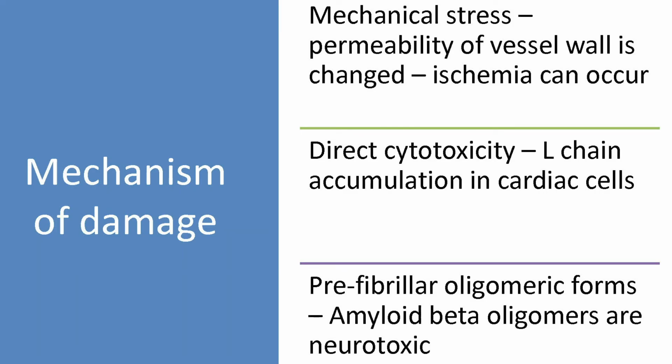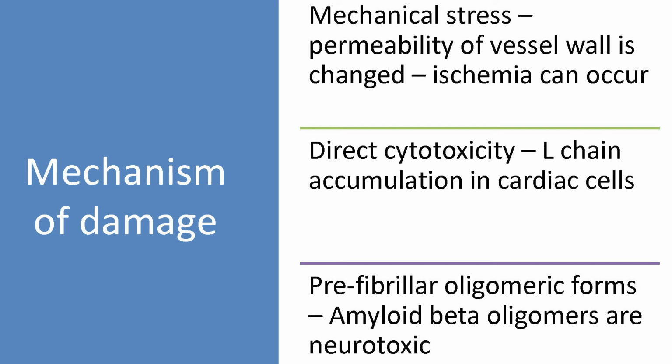Now let us look into the mechanism of damage caused by these amyloid fibrils. Amyloid fibrils can induce mechanical stress. Say for example, the amyloid deposits found in the brain in neurodegenerative diseases like Alzheimer disease cause a lot of mechanical stress and affect cellular function, resulting in organ damage. In the case of blood vessels, the amyloids accumulate over a period of time. It can affect the permeability of the cell wall, resulting in ischemia. That is one way the amyloid fibrils can affect cells and tissues.